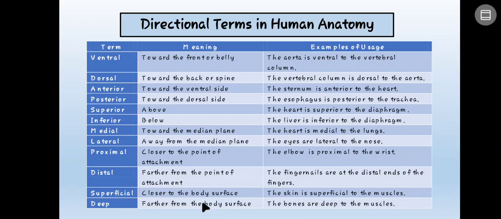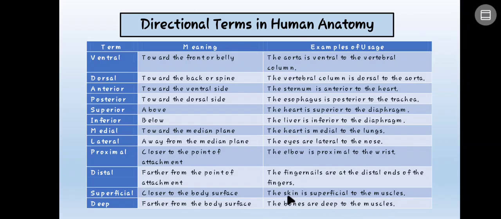Superficial means closer to the body surface. If you say something is superficial, it means that it is closer to the body surface. For example, the skin is superficial to the muscles. Deep means further away from the body surface. The bones are deep to the muscles.